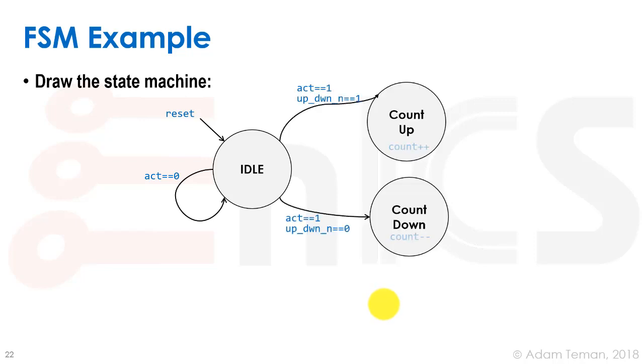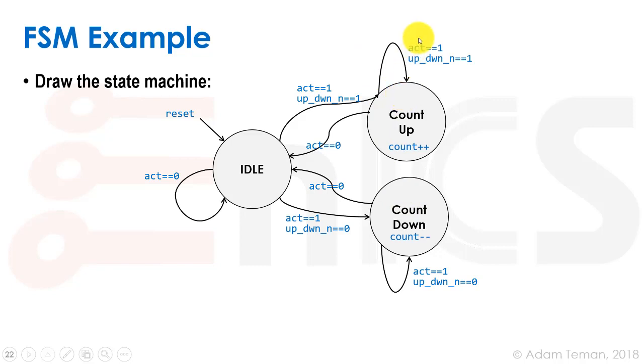If we're counting up, if up down is 1, then we go to a state called count up. If up down is 0, we'll go to a state called count down. In this state, we will increment our counter. In this state, we will decrement our counter. Now, if act goes low on the next clock cycle, we'll go back to idle and not change anything. And then if act goes high again, we'll either count up or count down. Okay?